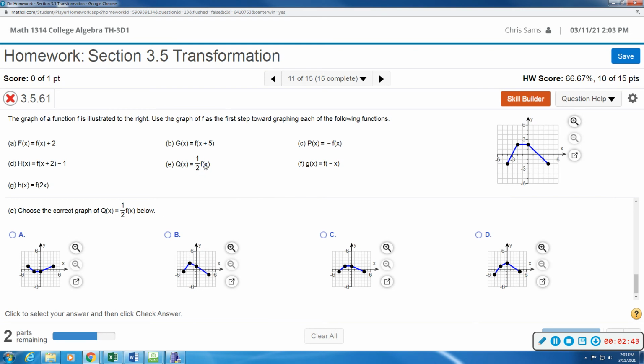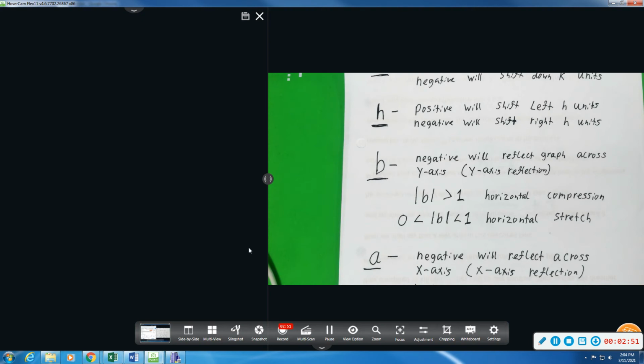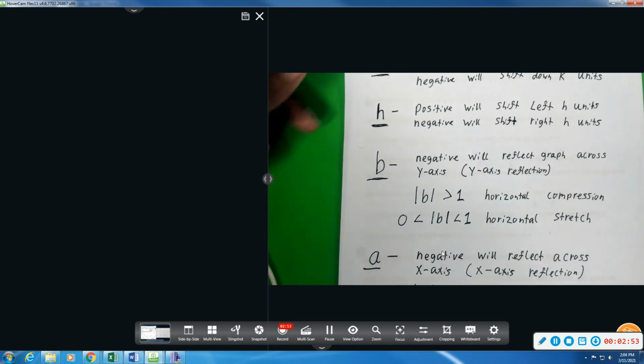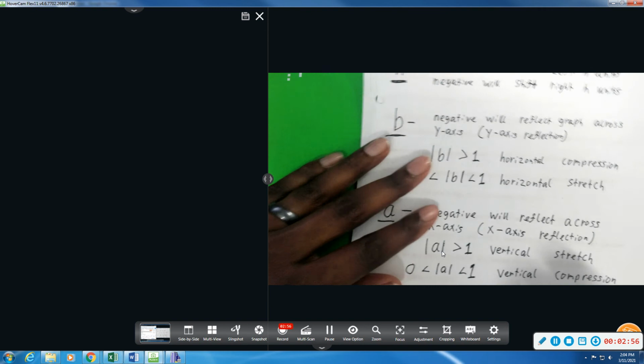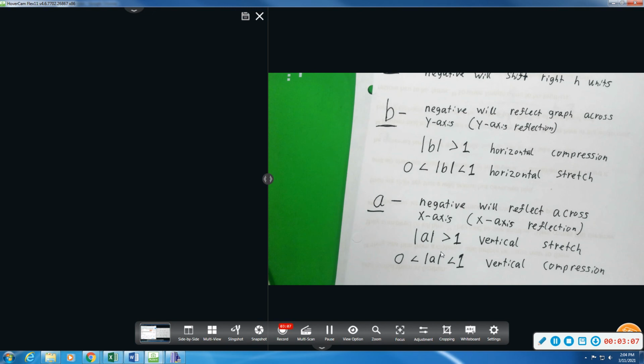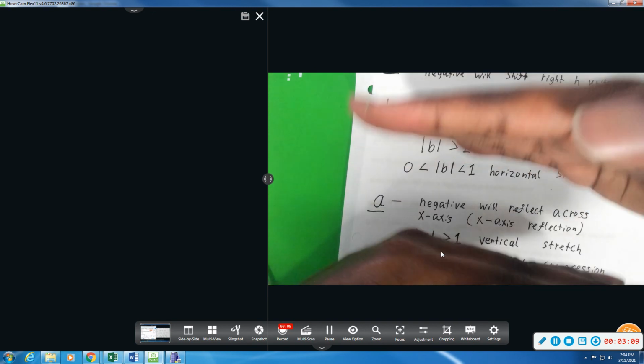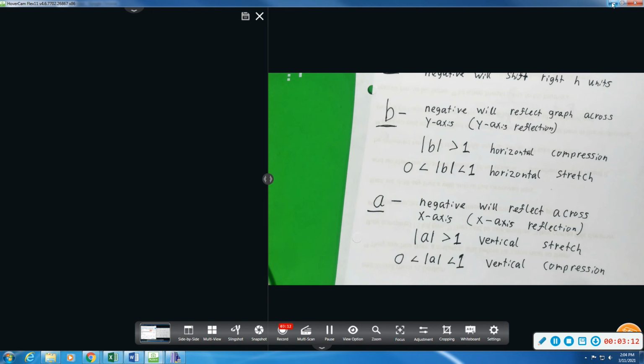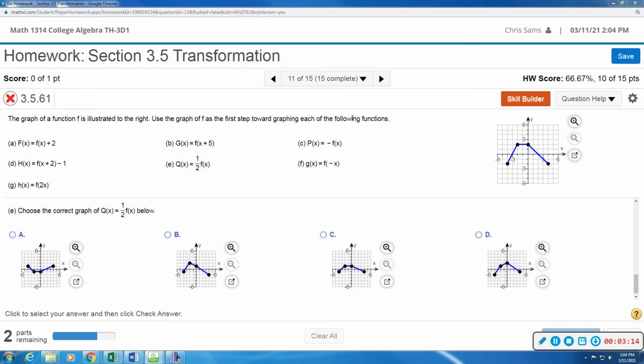E says 1/2 f of x. So this 1/2, being that it is less than 1, is this A. We hadn't seen a whole lot of those compressions. So that's this scenario down here. When that number is between 0 and 1, which 1/2 is, it's going to compress it in a vertical direction. So we're going to just squeeze that graph down, just crunch it, and it's going to be flat in that sense. And the one that takes this graph and looks like it crunches it would be C, and leaves the same orientation.